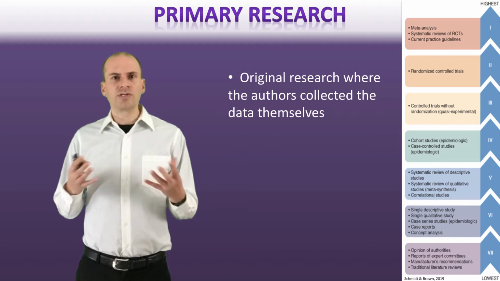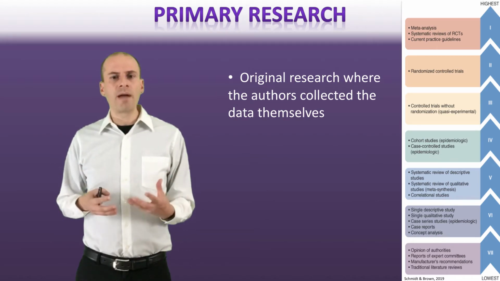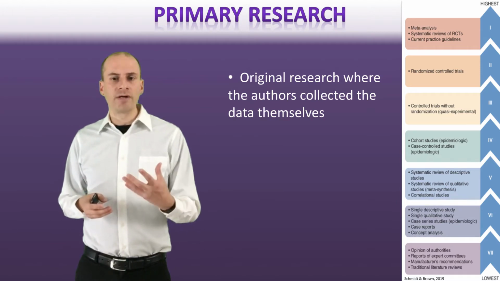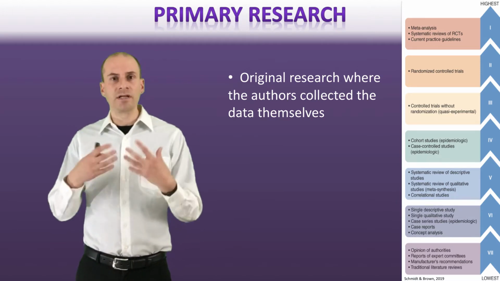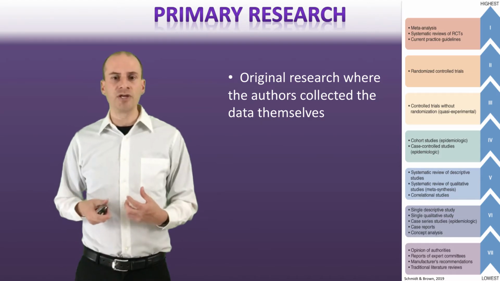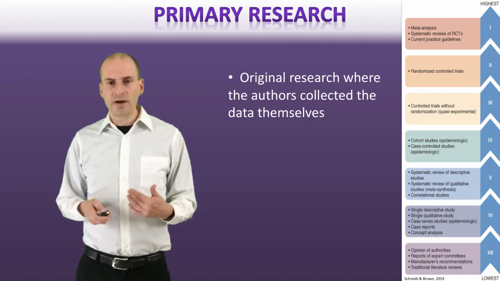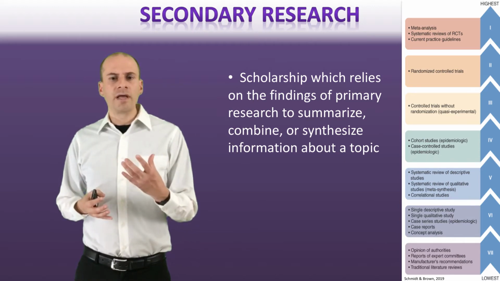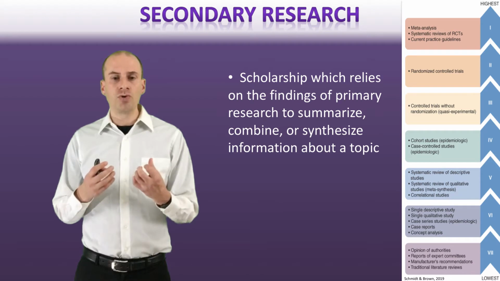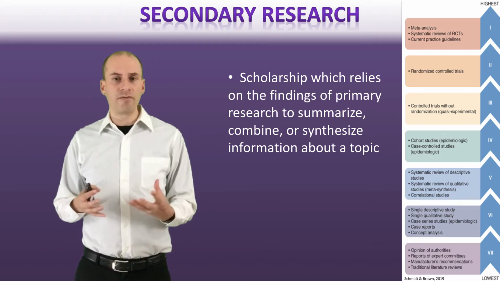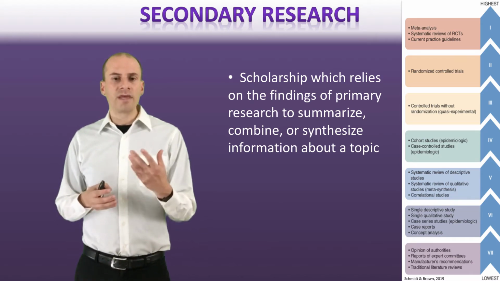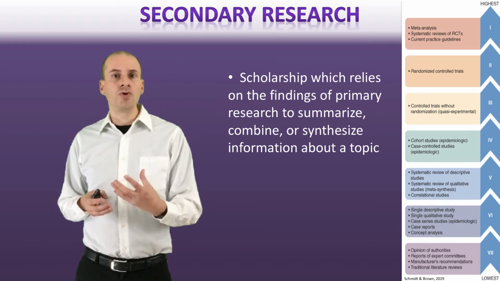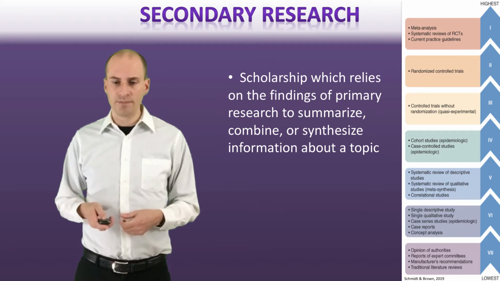Now, there's a sort of subcategory of this, which is primary research. And this is original research where authors have gone out and collected data themselves. They've gone and done the study themselves to get that information. There's also secondary research, where you've gone to primary research to combine or synthesize information about a topic, where the authors are not necessarily collecting the data themselves. Okay.